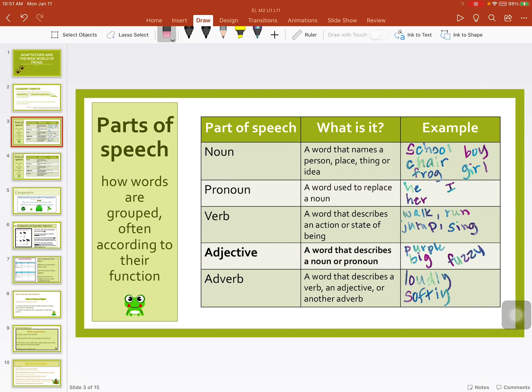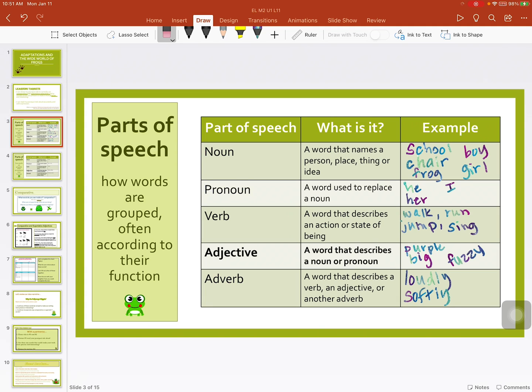Pronoun. A word used to replace a noun. He, her, I. Because that replaces it. So he could be the boy. Her could be the girl. He could be Tom. Her could be Sally.